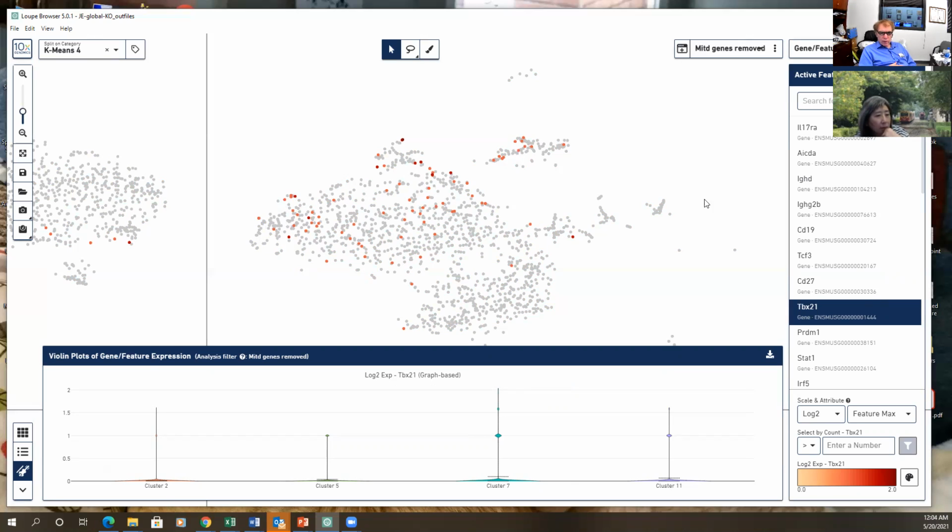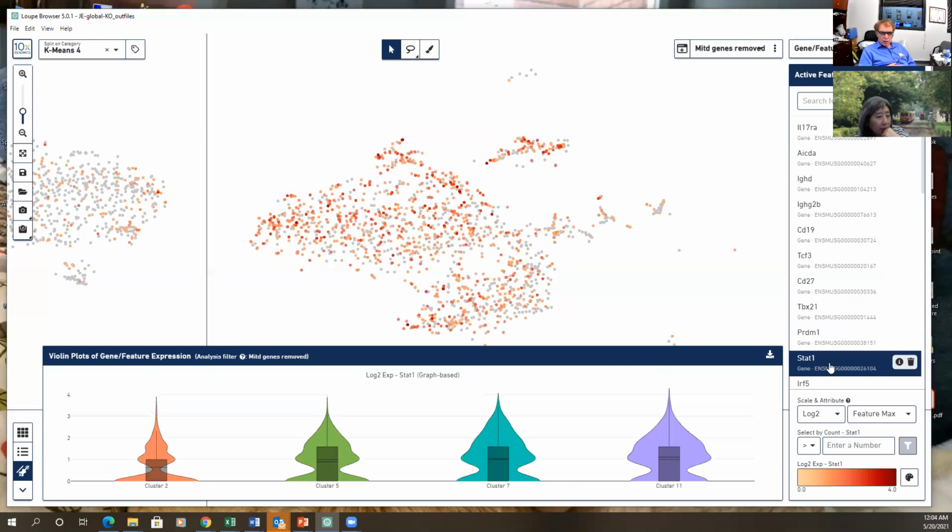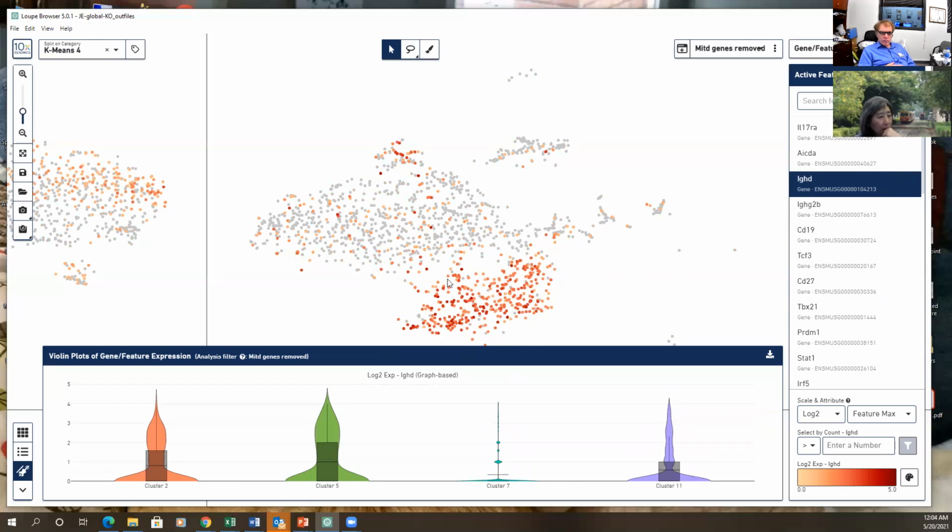What about STAT1? That's always... So you see STAT1 is highest here now. So what's cluster 2? Cluster 2 is here. What are they? This is IgD positive. I see, so naive. So IgD, see, there are 5, and so this is 5. So 2, this is 5, 2.